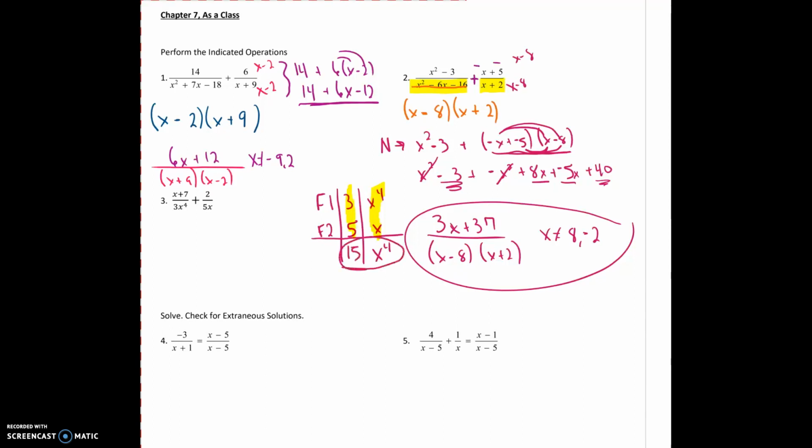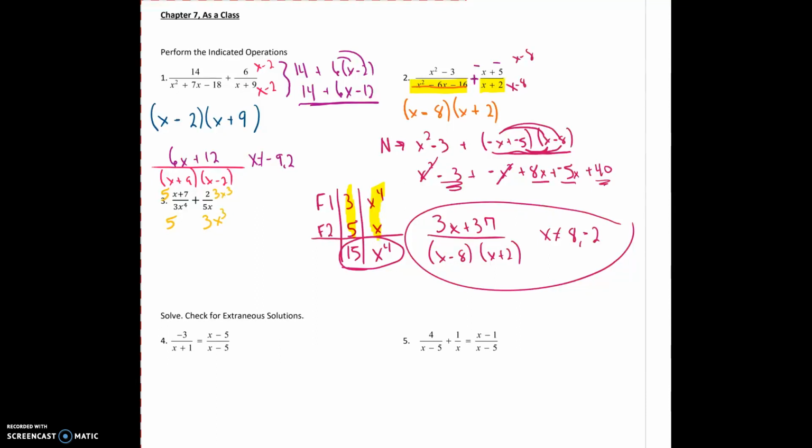So this will be the least common denominator. My first fraction needs the 5, but it already has the x to the 4th. So whatever I do to the bottom, I do to the top. And my second fraction, to get to 15, I need a 3, but I also need an x to the 3rd so I can get to x to the 4th. And whatever I do to the bottom, I do to the top.